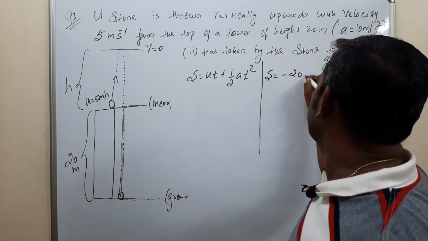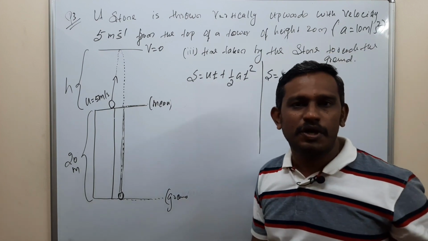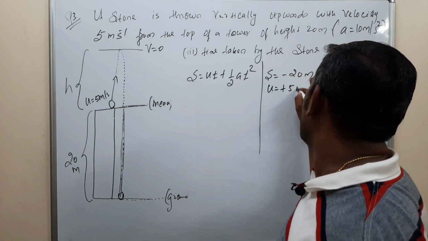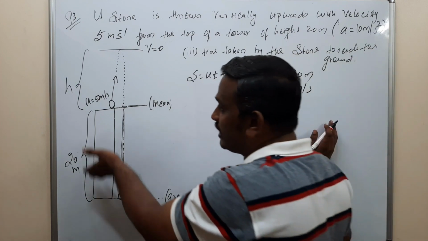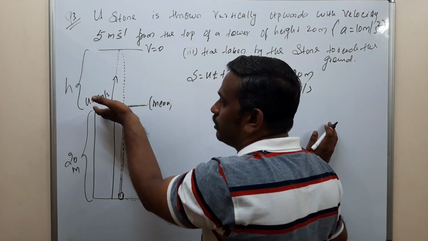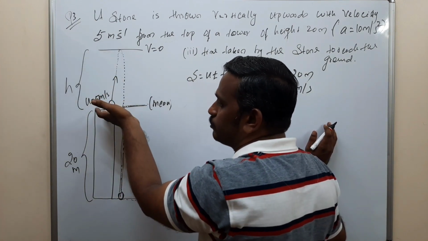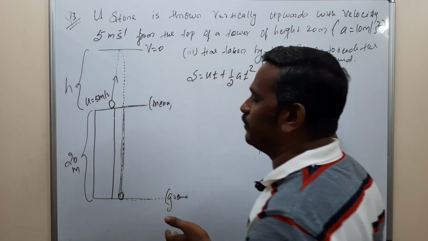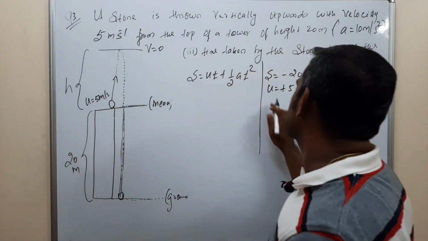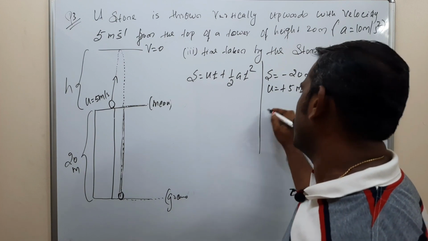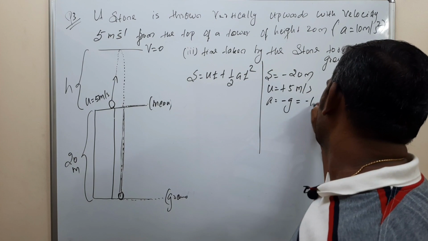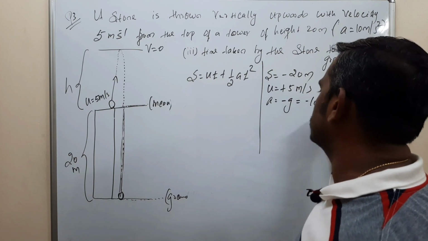S is equal to minus 20 meter. U is equal to plus 5 meter per second. So we are considering the entire motion. The ball is projected with 5 meter per second, so U is equal to 5 meter per second. A is equal to acceleration, which is minus g, equal to minus 10 meter per second square.